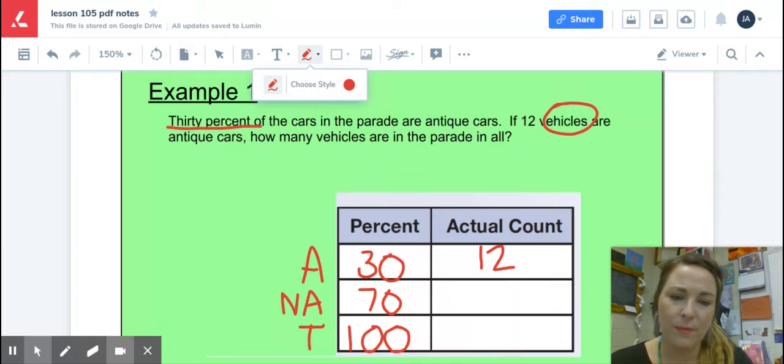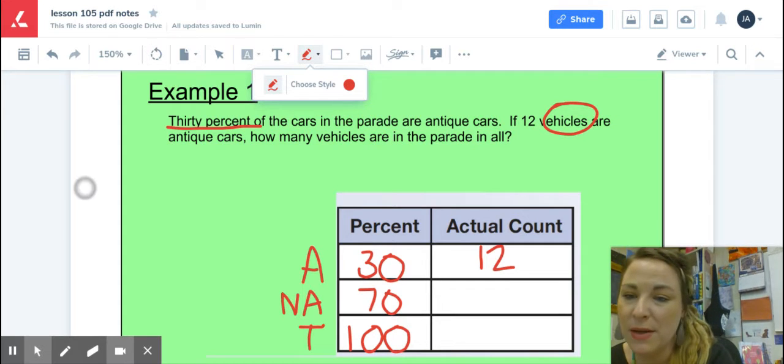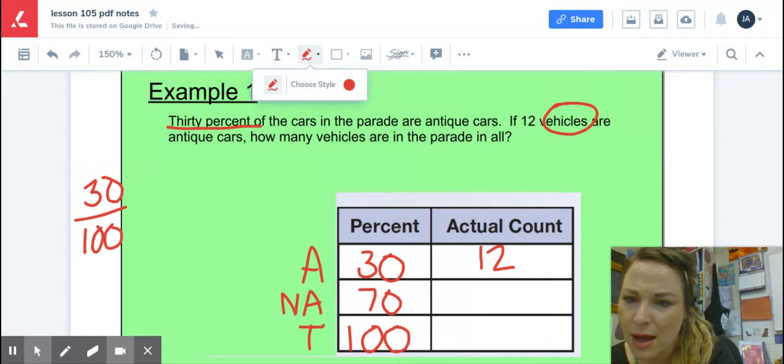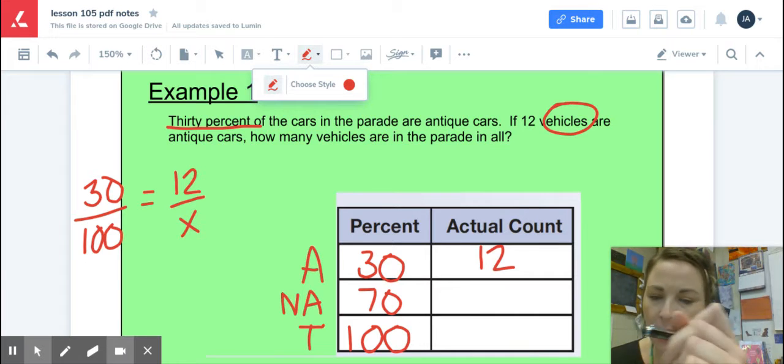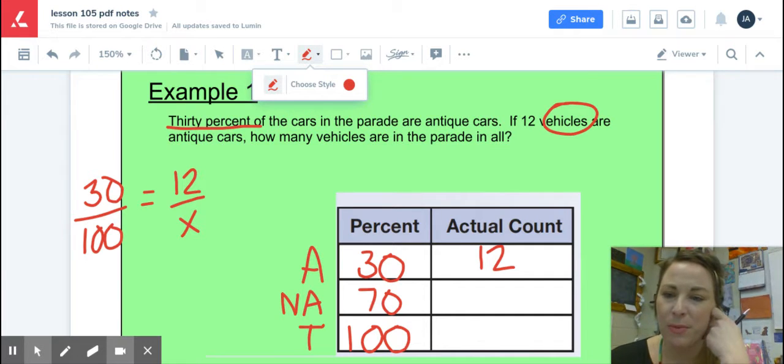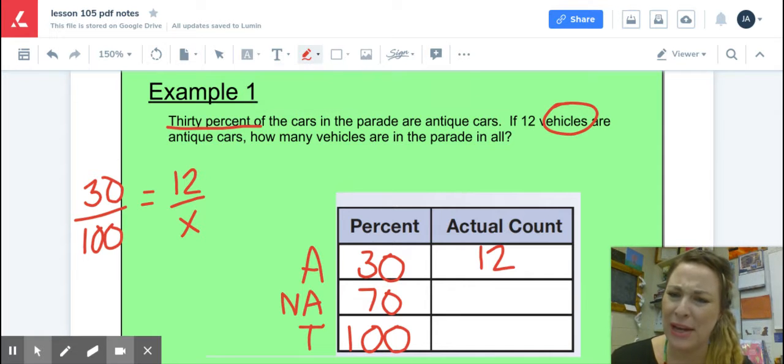Okay, so looking at this, we're going to use this information to set up a proportion. I took some quick notes here. So 30%, we can write that as 30 over 100. And we're comparing that to 12 actual cars. This is our unknown here. We'll call it X. Okay, so we have a proportion here. We're looking at the two pieces of information that we know. We have 30 and 12.